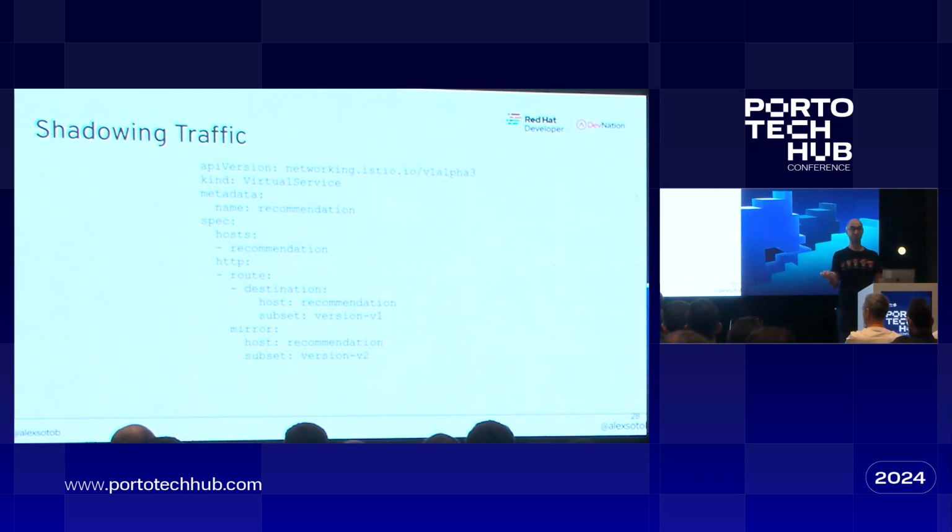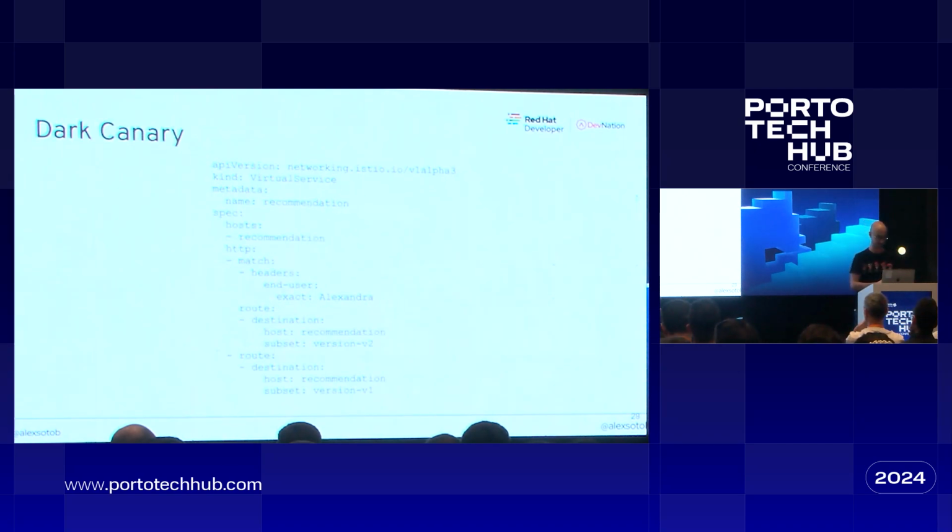How about shadowing traffic? This is something you cannot do with Kubernetes. What happens if I want to send the traffic to v1 and also to v2, but v1 is a request response, but v2 is a fire and forget request? How about this? Just say, hey, I've got a service named recommendation, and I want to send all the traffic to version 1, but I also want to mirror the traffic to version 2. Much easier than having to implement some kind of proxies in the middle or things like that.